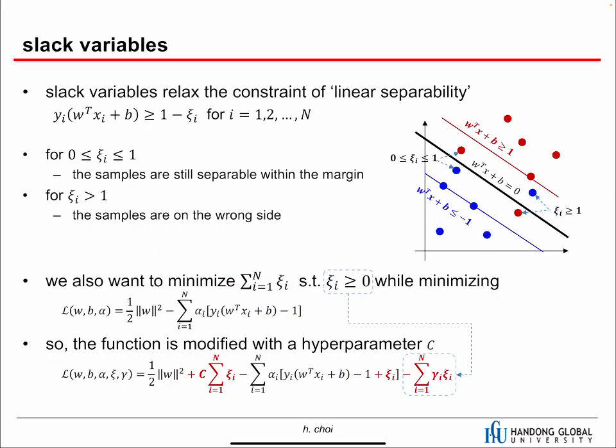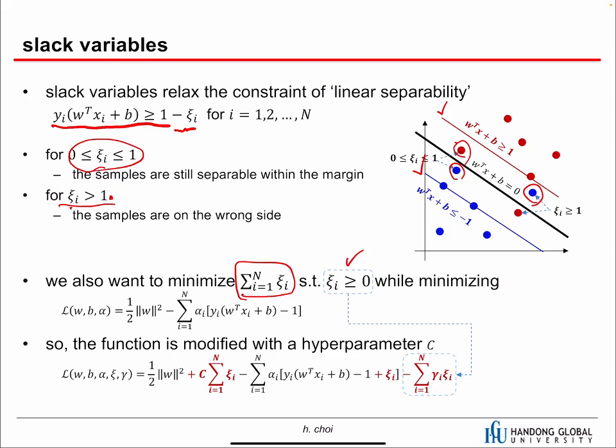First, slack variables. Slack variables relax the constraint of linear separability. So instead of having this one, we have another additional term, minus psi i. When this is between 0 and 1, the samples are here. Again, this is the boundary line to get the maximum margin, but these samples are within this margin. If this is larger than 1, then the sample is on the wrong side. So we want to minimize this error term too, while we minimize our SVM loss.